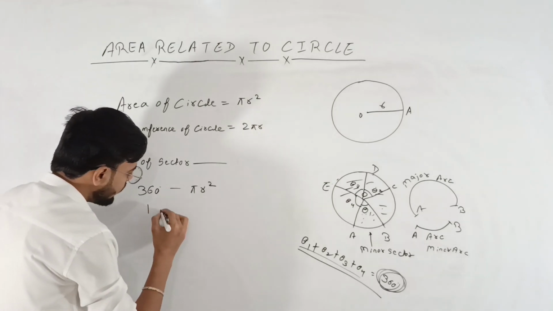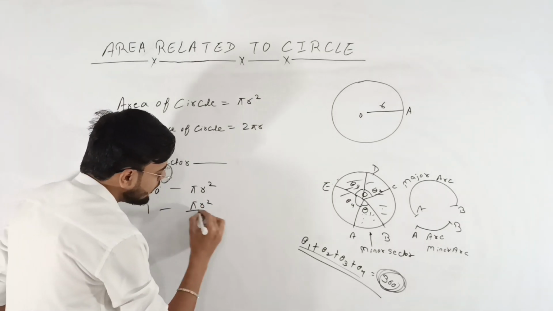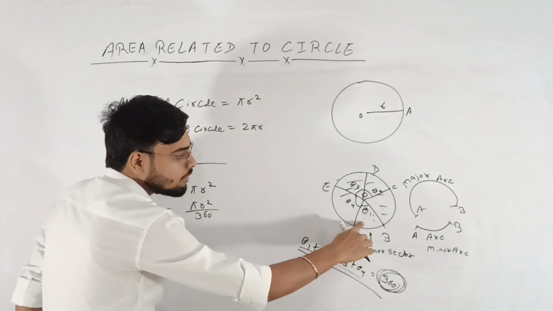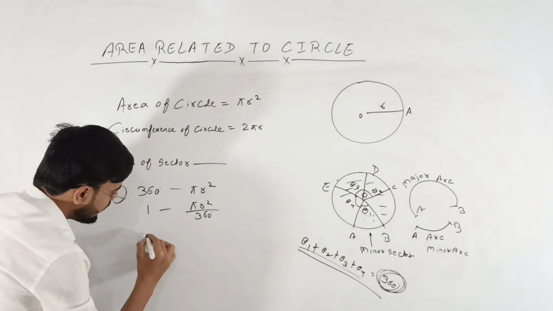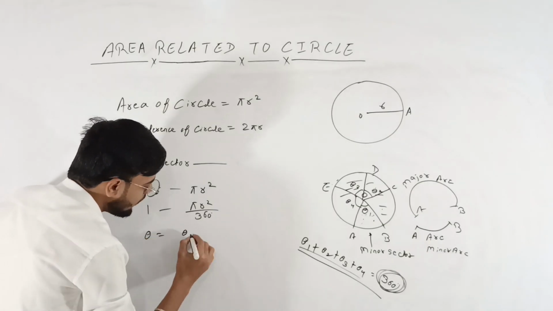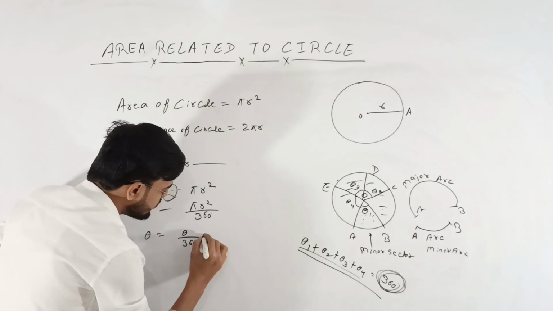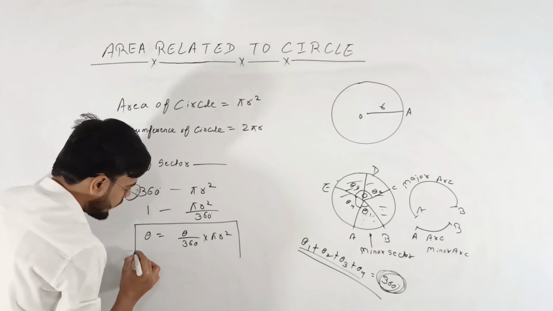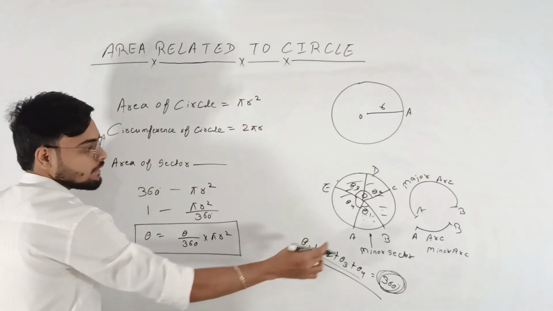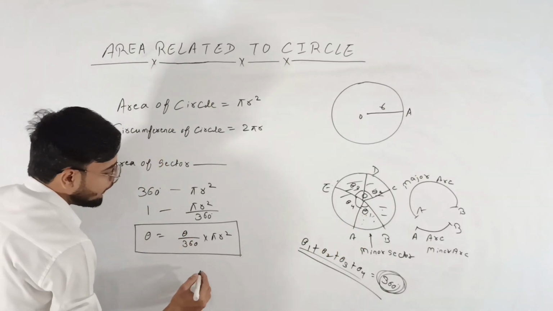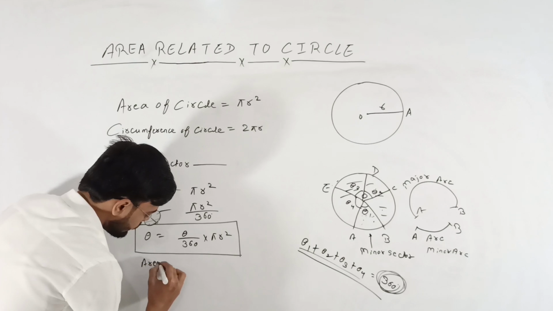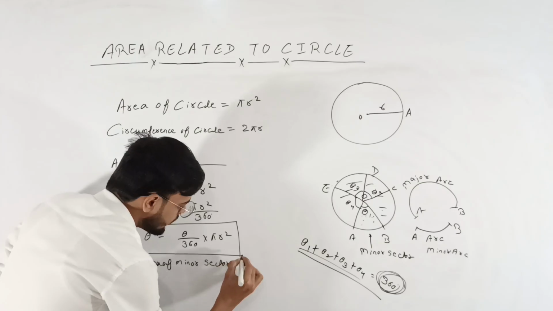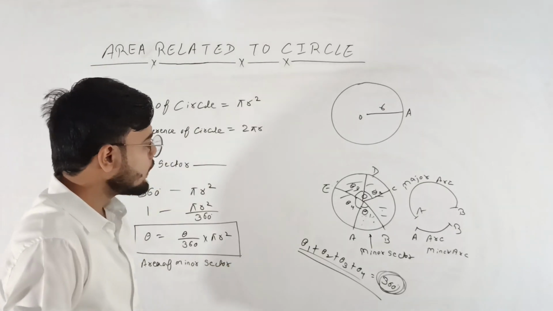Now for 1 degree, the area is pi r square upon 360. Now this sector makes an angle of theta with the center. So for theta degrees, what is it? Theta upon 360 into pi r square. This is the area of a sector, and this is for the minor sector, not the major. This is the area of the minor sector. Now look how we find the area of the major sector.